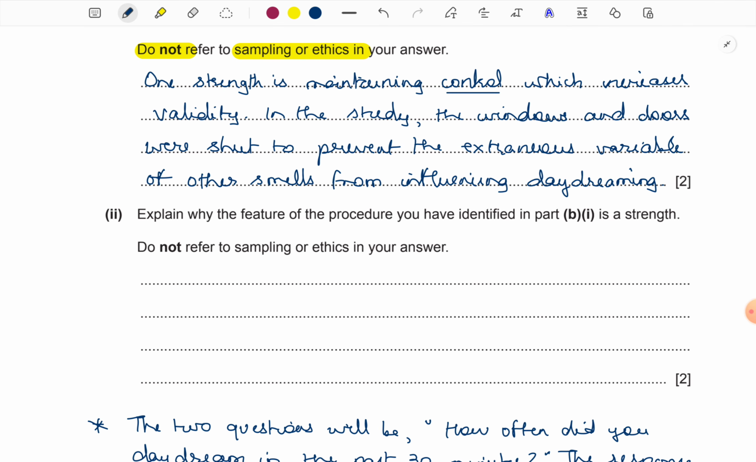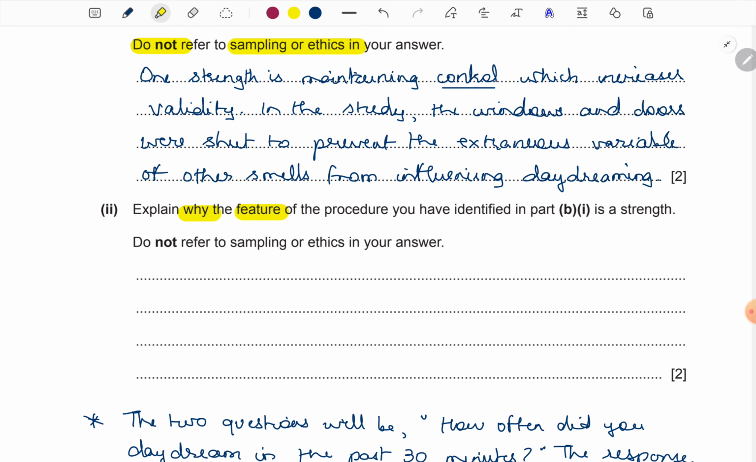Next question is, explain why the feature you have identified is the strength. Why control is a strength. I've already mentioned it increases validity in the previous answer. I need not have mentioned, so you can skip that. But here I just have to elaborate upon why it increases validity. So why does control increase validity? Because it allows only the independent variable to influence the DV and nothing else. This thing only I have to explain in the context of my study.